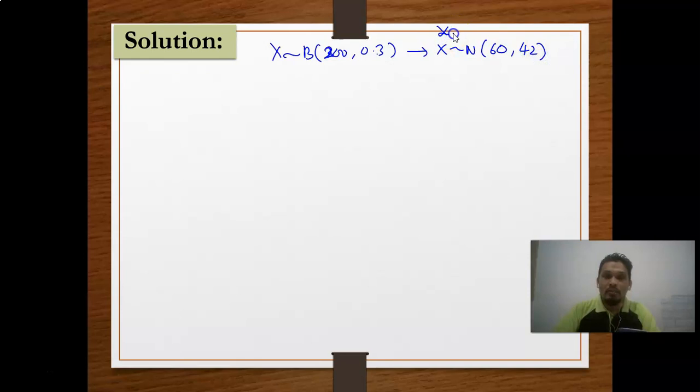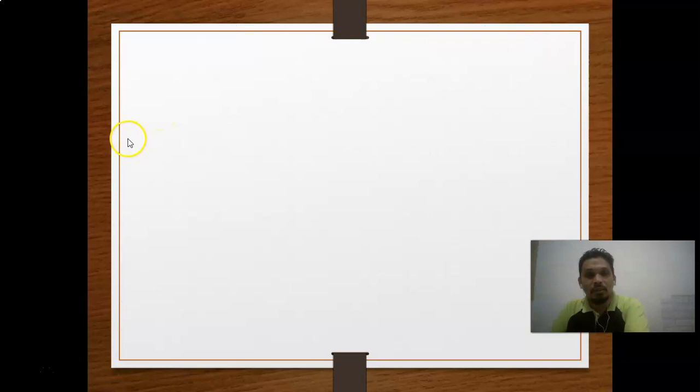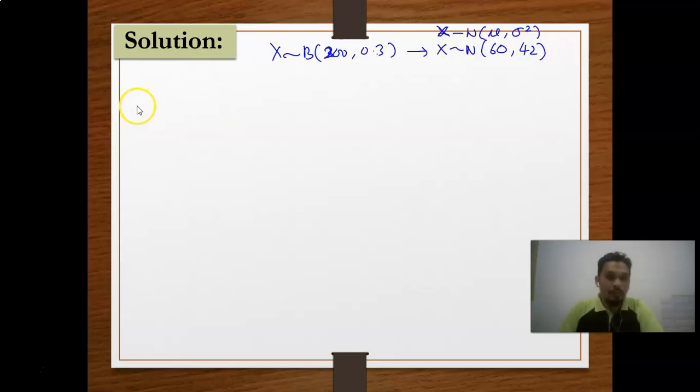So X is normally distributed with mean and variance. Don't forget that this is the parameter for the mean and this is for the variance. Now the first question: the probability of X less than or equal to 50.